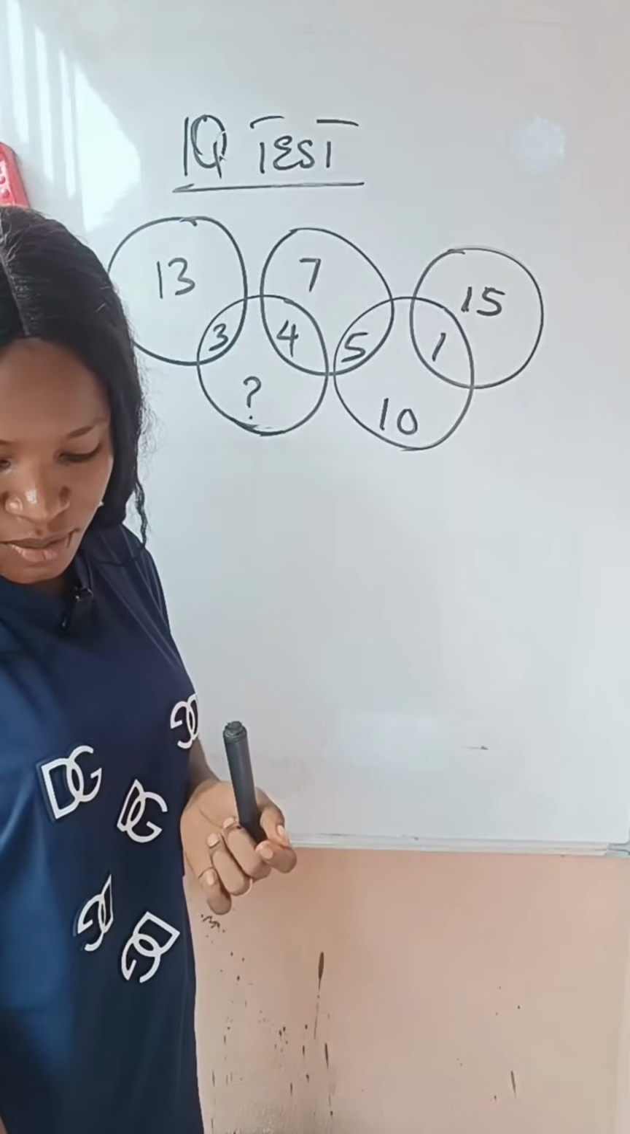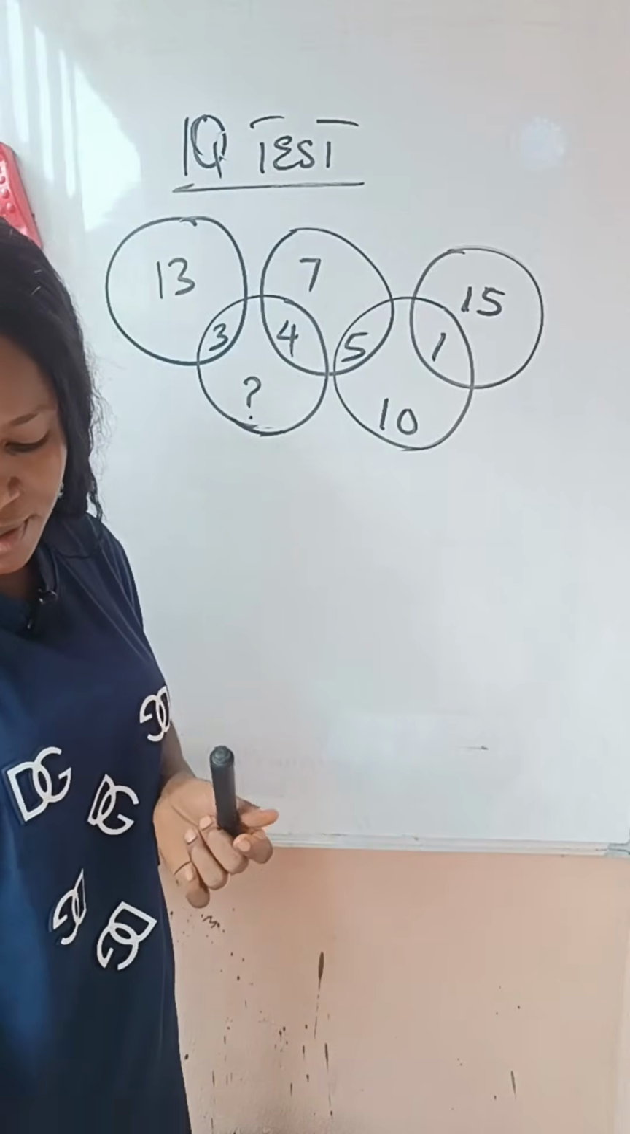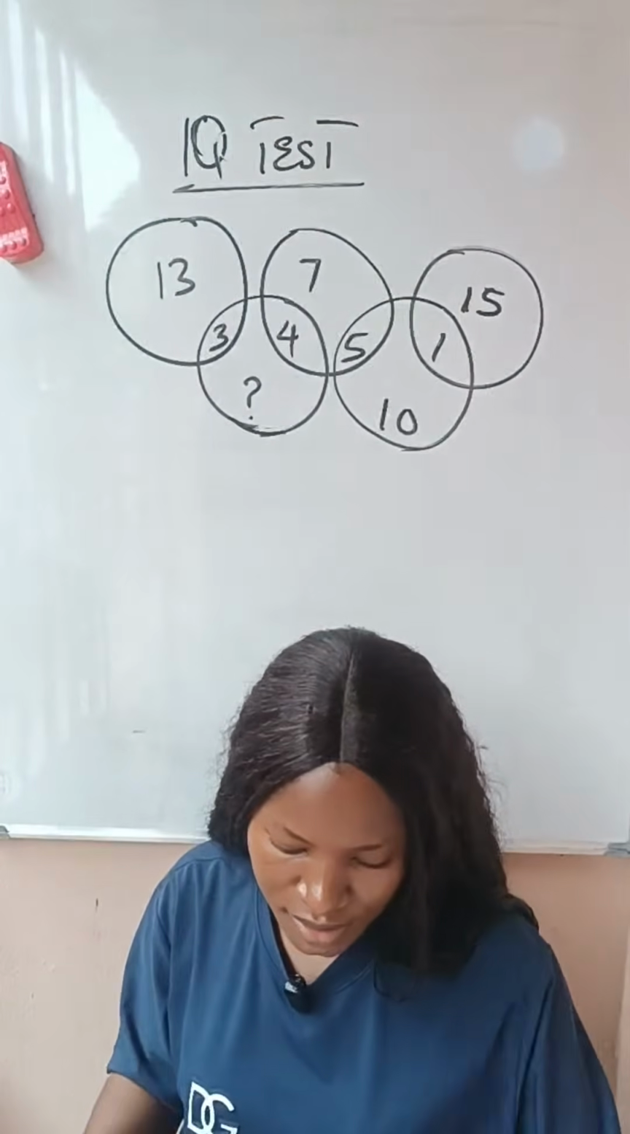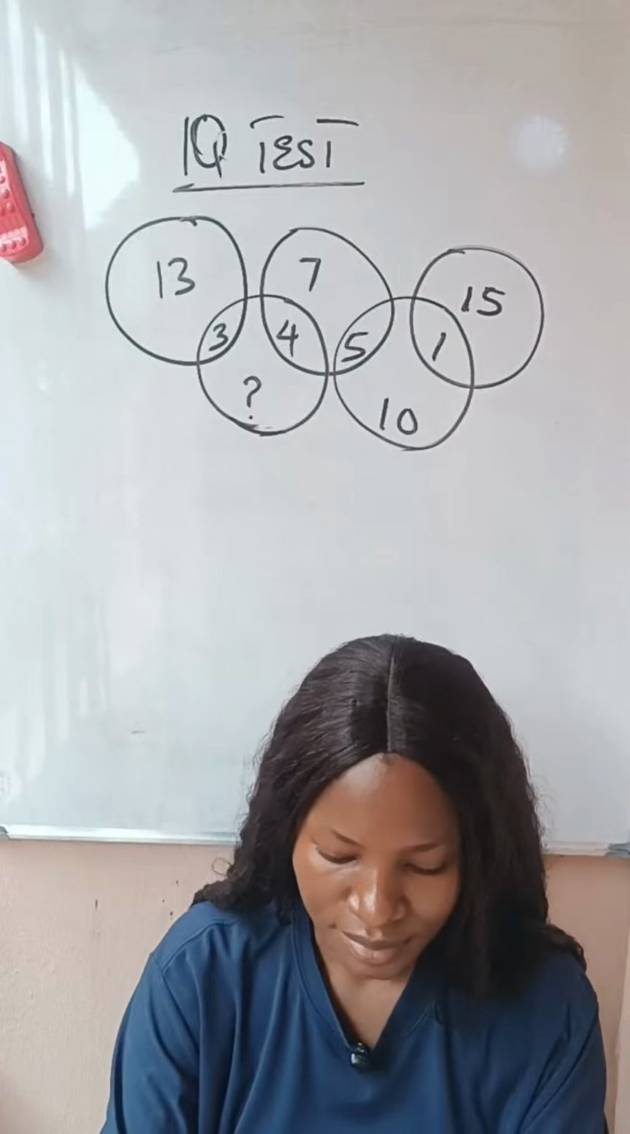Now we are asked to find the missing number, and these are the options. Okay, it seems there are no options here. No options. What do you think the answer is? Think outside the box and tell us what the answer is.